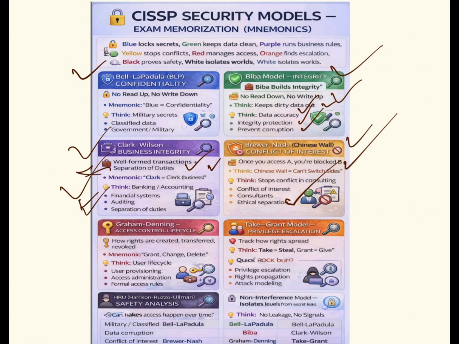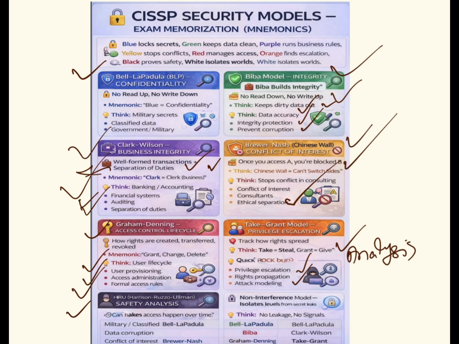The Graham-Denning model: access control lifecycle, as we had discussed thoroughly, covering user provisioning, access administration, and formal access rules. And then there is the Take-Grant model. It talks about tracking how rights are spread, so it is a kind of analysis. We analyze how the rights are spread: privilege escalation, rights propagation, attack modeling. It helps us understand rights propagation.